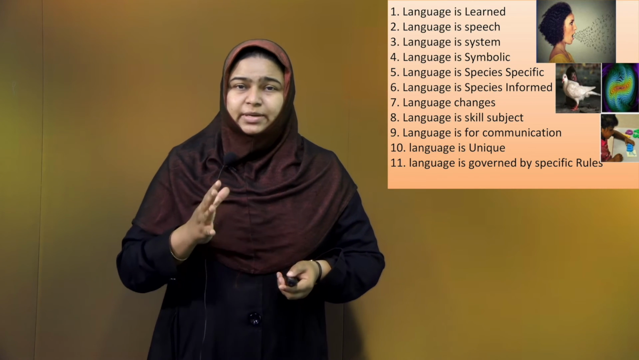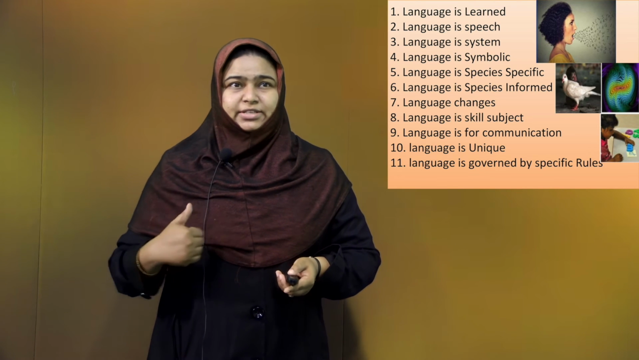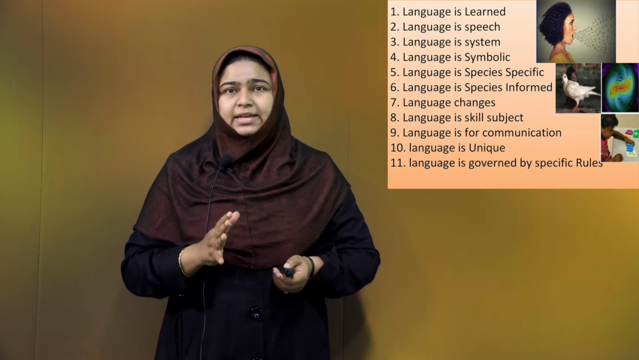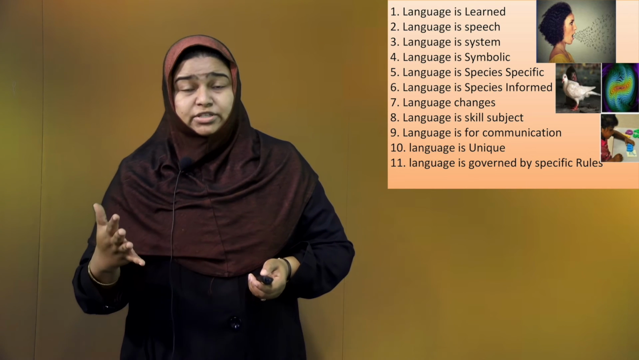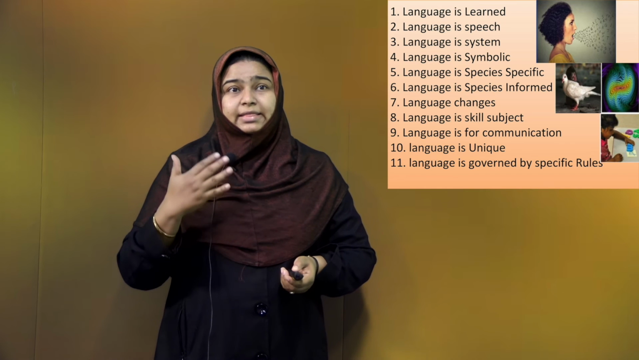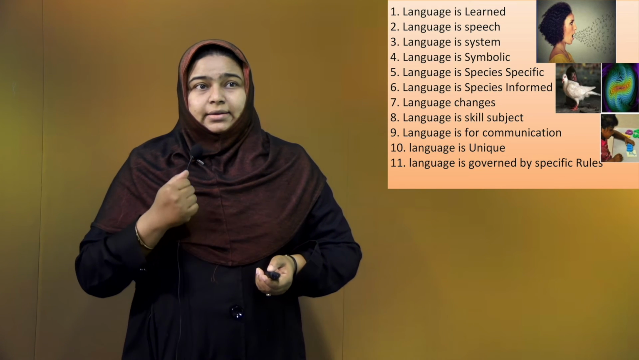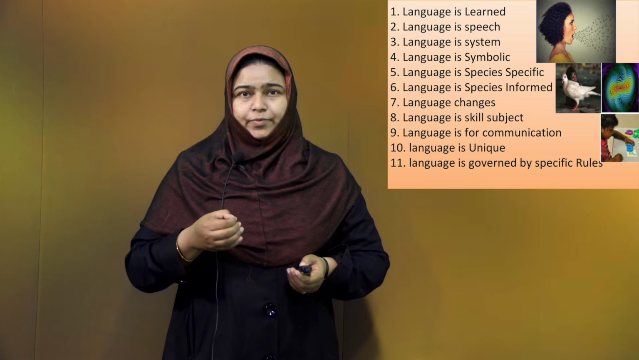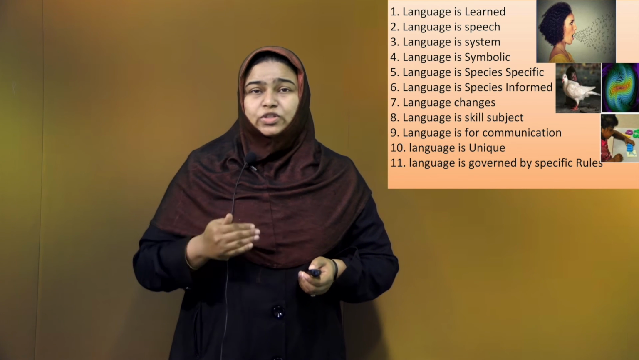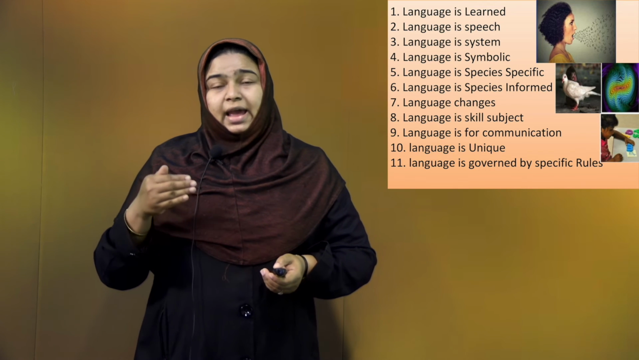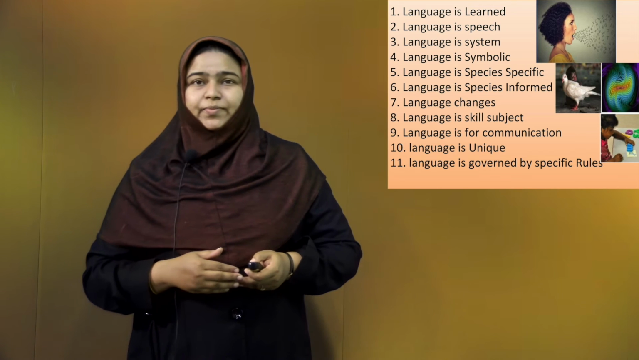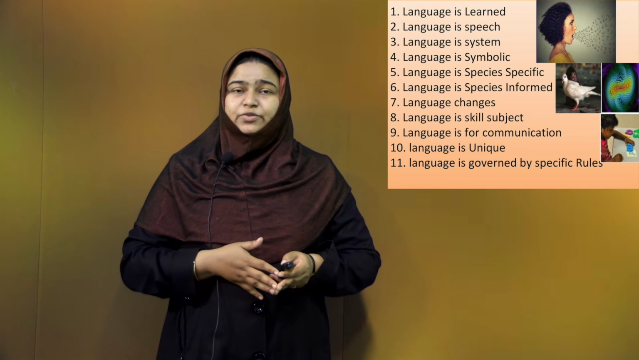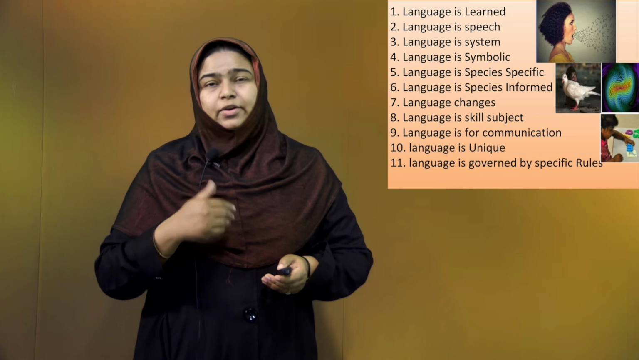So language is a system which in turn has many systems in it, and language is species specific. Any state or region you go to, they have their own language, and they communicate in their own language. The next point is language changes. There is no static form, language is never constant. We don't speak the language as it was spoken in the era of Chaucer. The English language which is spoken now is very different from the language which was spoken in Chaucer's era.